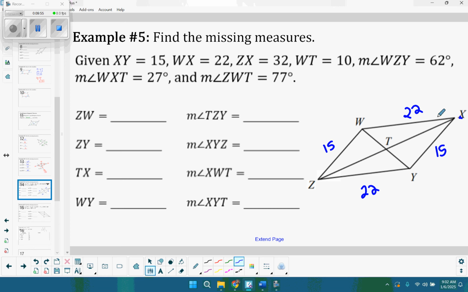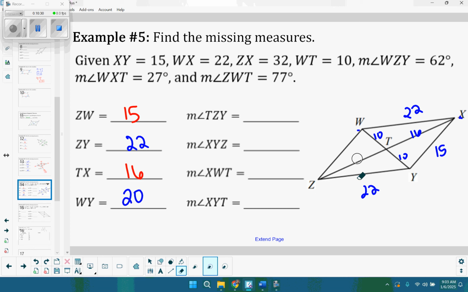ZX, the whole diagonal was 32, so cutting that in half would give me 16 and 16. And then WT was 10, so this is also 10. So looking at just the segments, ZW was 15, ZY was 22, TX is 16, and then WY, it's the whole diagonal, 10 plus 10 is 20. So what I'm going to do is I'm going to erase all my segment stuff because I want a fresh picture with only the angle information inside.